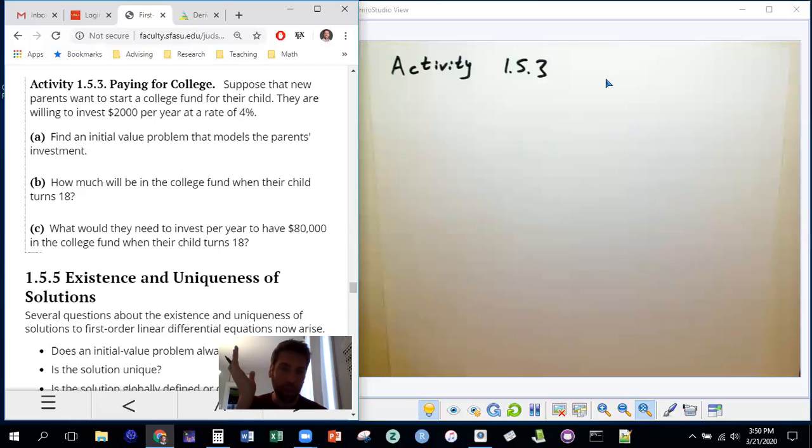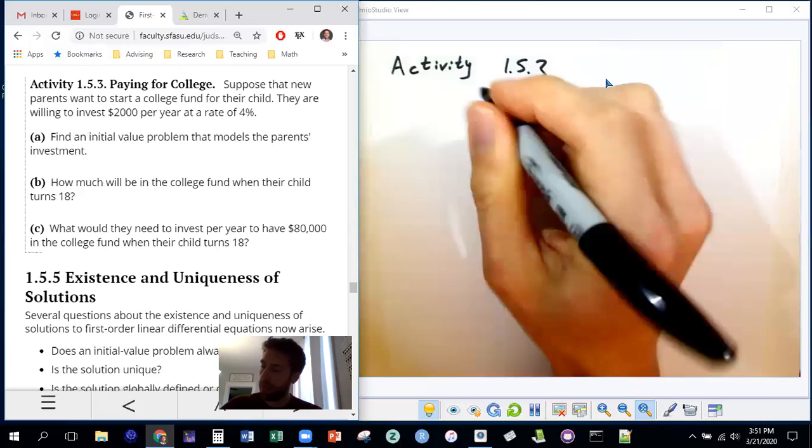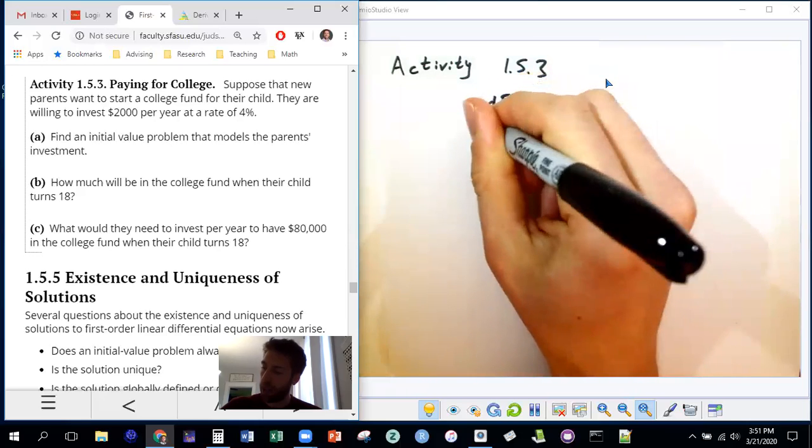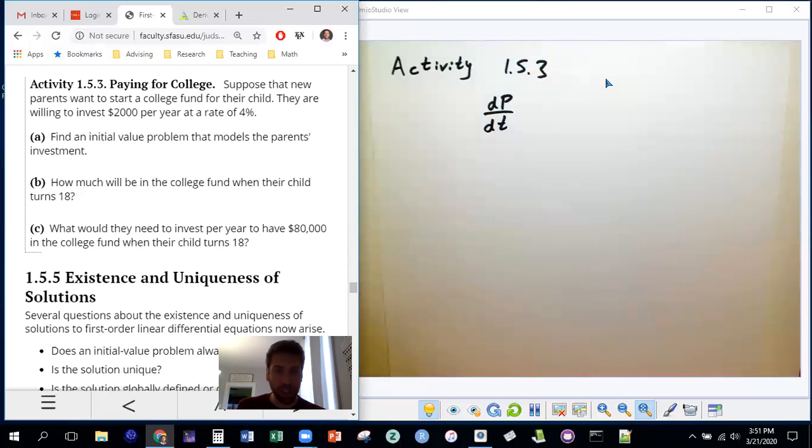Now, we're going to deal with this in this problem. T will be in units of years. Last time T was in minutes, but it's now in years because financially, interest rates are per year, and these parents are contributing $2,000 per year. So we're going to set up the differential equation. Let capital P stand for principal, or the amount of money in this account. So what does this problem tell us about dP/dt, the change in principal with respect to time?